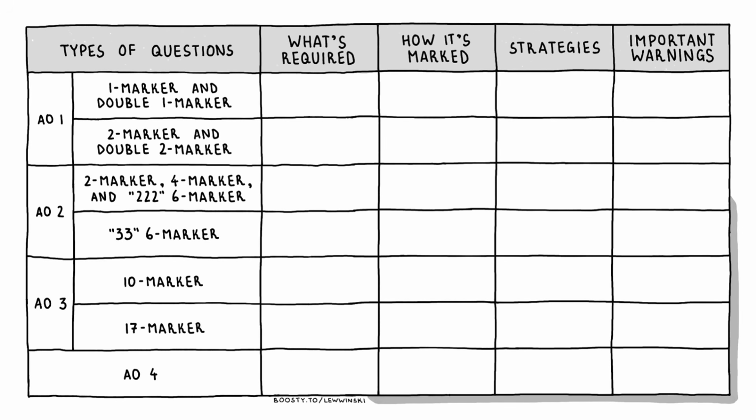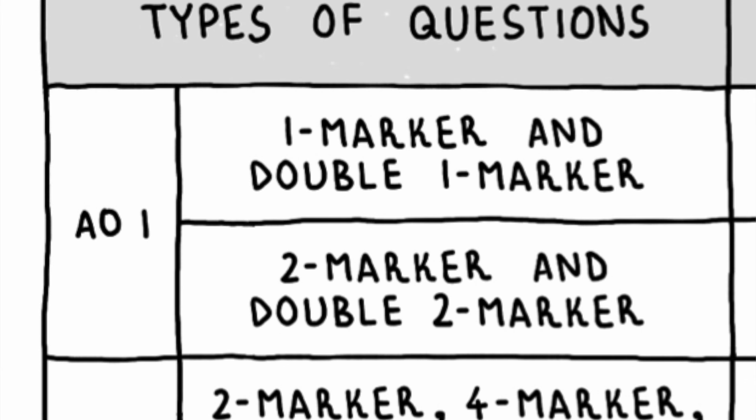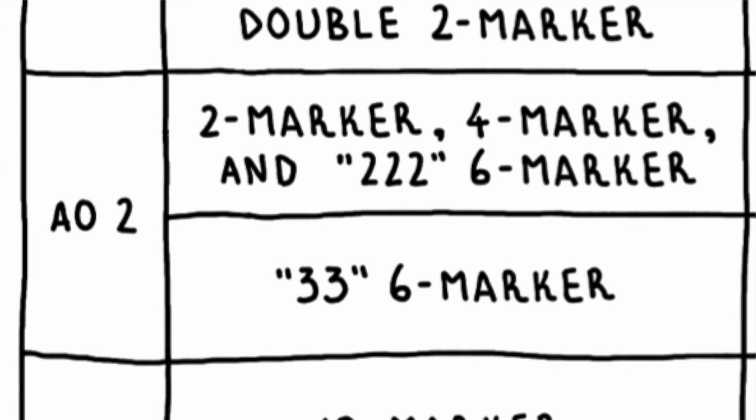In order to simplify your understanding of exam questions, I created a table. As you can see, there are 2 types of AO1 questions: 1 marker plus double 1 marker, or 2 marker and double 2 marker. There are also 2 kinds of AO2 questions. The first category is 2 marker, 4 marker, and 2 plus 2 plus 2 6 marker. They are essentially different versions of AO2 2 marker. It's 2 marker or double 2 marker or triple 2 marker. That is why they're all in one category.